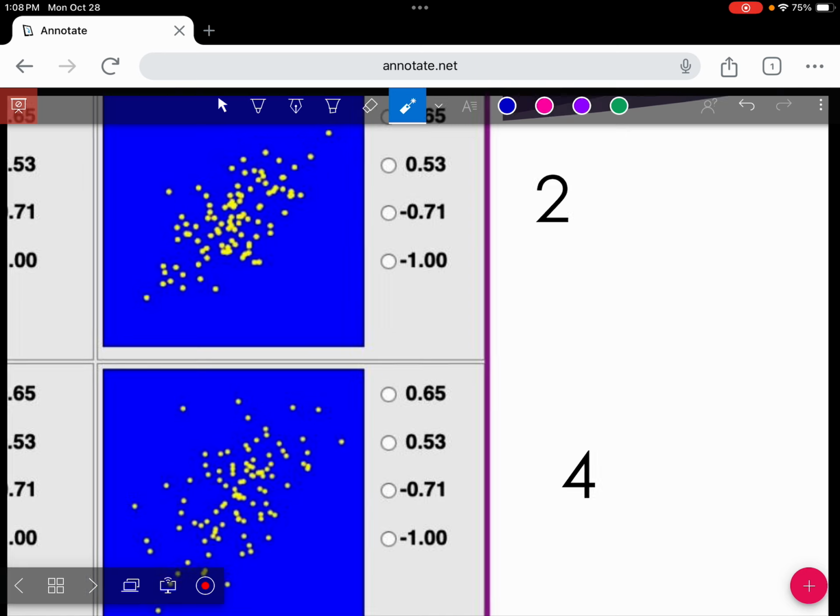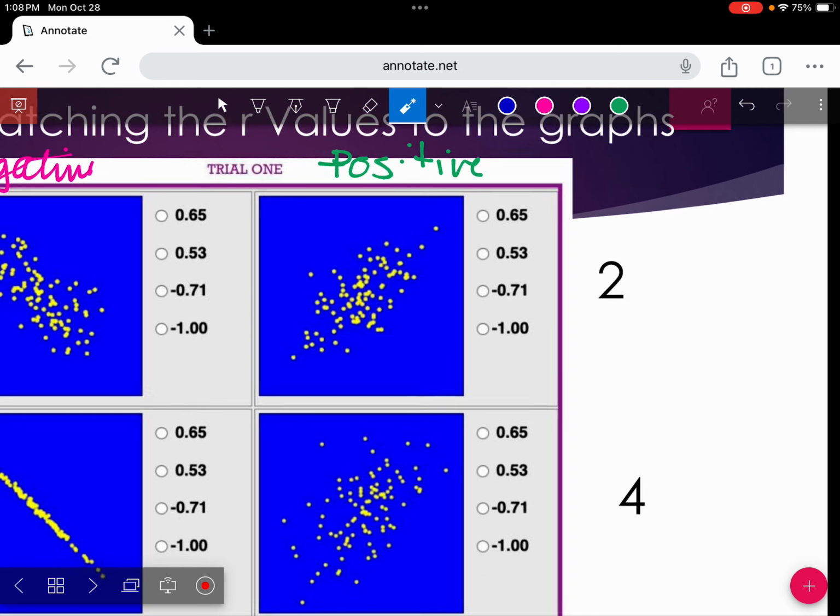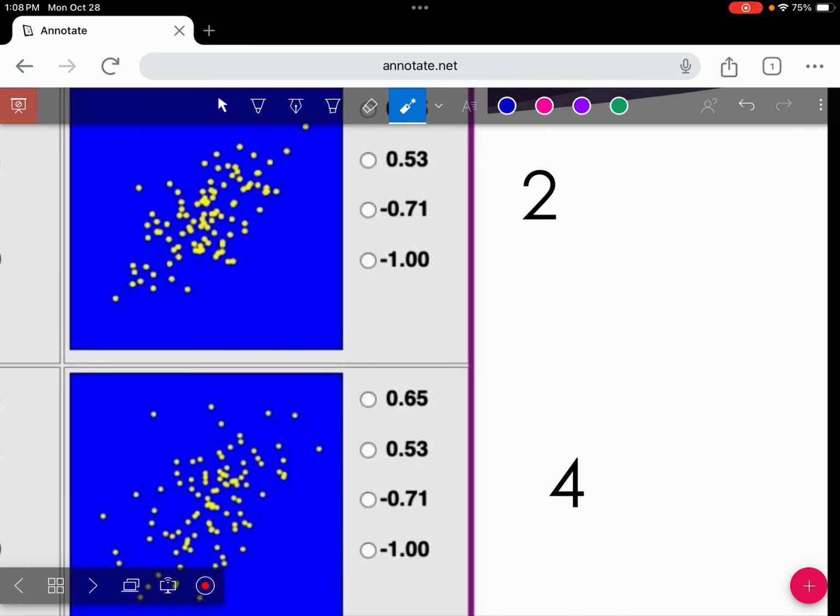So we already said, looking at 2 and 4, we're pretty sure that these are positive. They look like positive associations. So that means I know it's not going to be that negative 0.71, so I can eliminate that one, or the negative 1. On both of these, we've decided they're both positive. So they both have the options of 0.65 and 0.53. Which of those is stronger, 0.65 or 0.53?